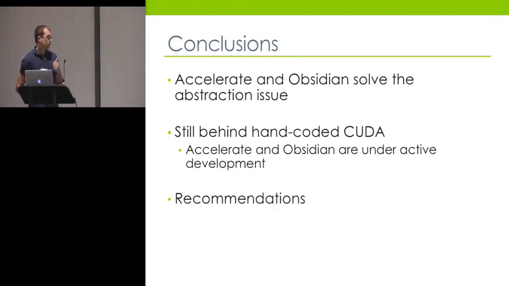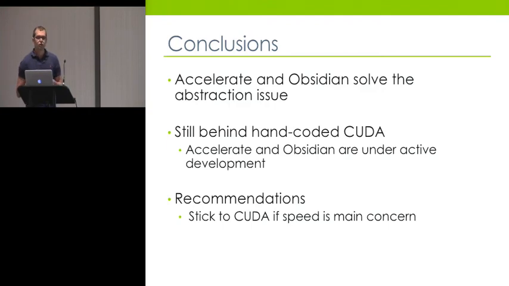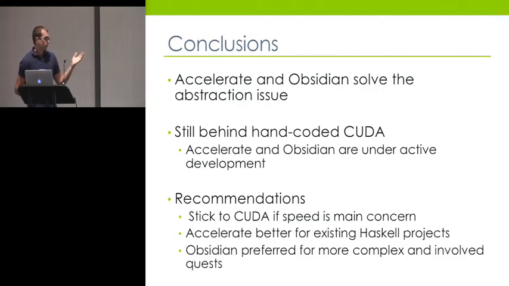And some recommendations: I would stick to CUDA if speed is your main concern in your project. Maybe use Accelerate for existing Haskell programs where you only want to optimize small bits of your program. And if you are just getting started and want some control over the GPU, then probably Obsidian is the language of choice. Thank you.